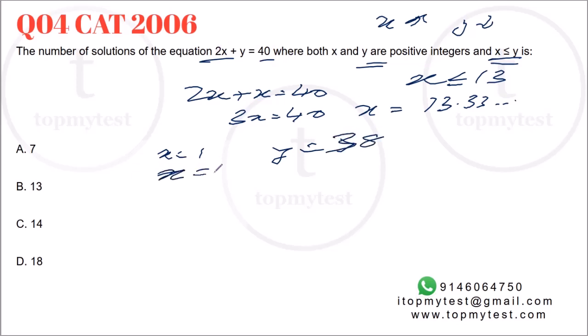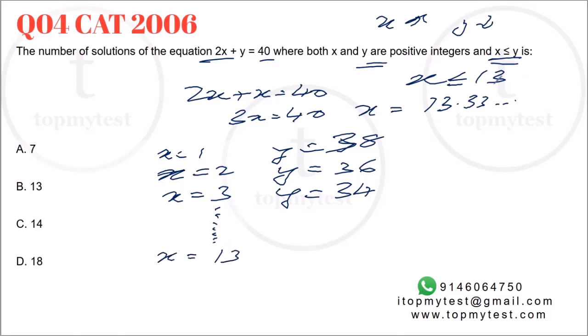Right? If I put x is equal to 2, x increases by the coefficient of y, so y decreases by the coefficient of x, y should be 36, right? If I put x is equal to 3, x increases by 1, y decreases by the coefficient of x, 34. This will keep on going till x is equal to 13, that is the upper bound, right?